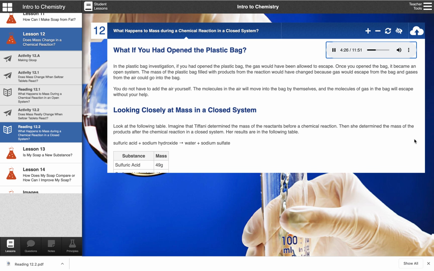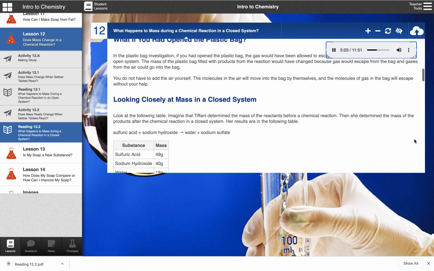What if you had opened the plastic bag? In the plastic bag investigation, if you would have opened the plastic bag, the gas would have been allowed to escape. Once you opened the bag, it became an open system. The mass of the plastic bag filled with products from the reaction would have changed because gas would escape from the bag and gases from the air could go into the bag. You do not have to add the air yourself. The molecules in the air will move into the bag by themselves, and the molecules of gas in the bag will escape without your help.